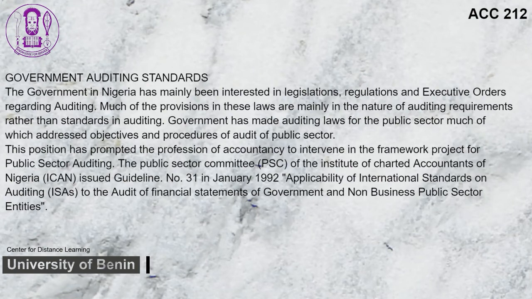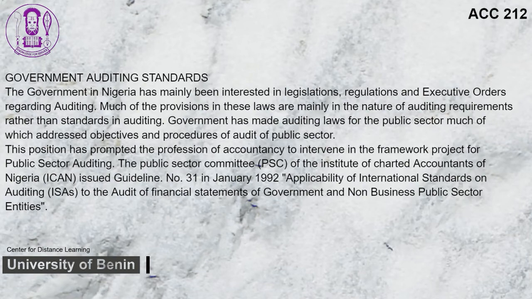Government auditing standards. The government in Nigeria has mainly been interested in legislations, regulations, and executive orders regarding auditing. Much of the provisions in these laws are mainly in the nature of auditing requirements rather than standards in auditing. The government has made auditing laws for the public sector, much of which addressed objectives and procedures of audit of the public sector.